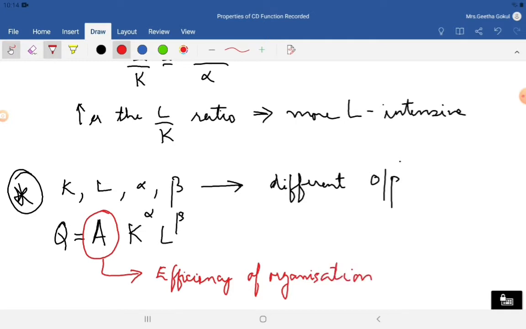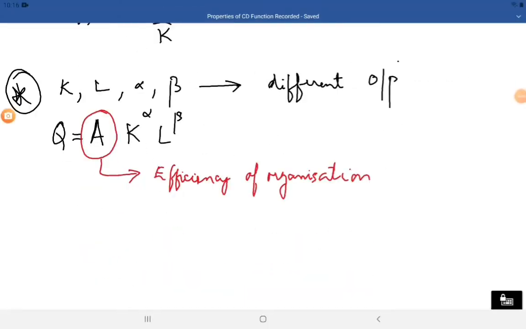which may differ from firm to firm, even if they use the same amount of capital and labor and they have the same parameters alpha and beta. So it could represent efficiency in the form of organization, in the form of better entrepreneurship, and several other not so easy to quantify qualities. So larger the A of the production function, the more efficient the firm will be. Let me repeat. Larger the value of parameter A, the more efficient the firm we are dealing with.